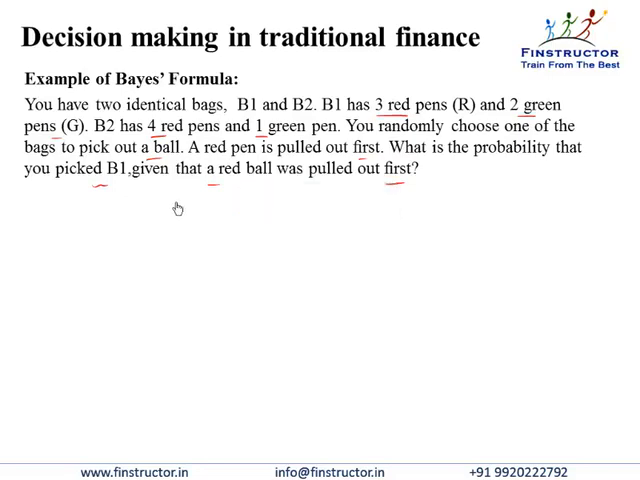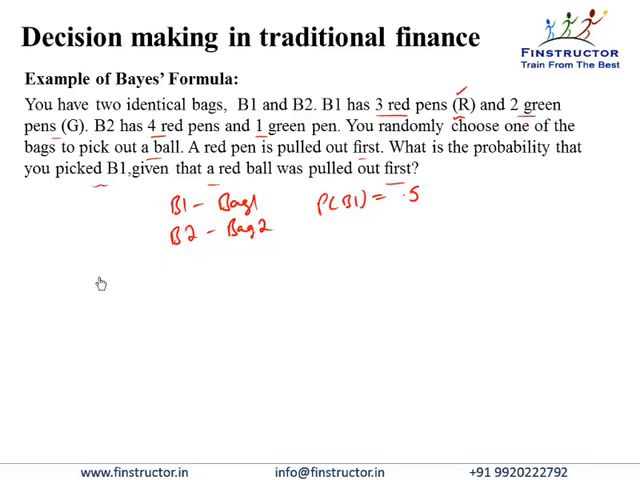So let's say B1 is the event of picking bag 1, and the event B2 represents picking bag 2. Without any other information or update, if somebody just asked you that there are 2 bags, what is the probability that you have picked bag 1? What would your answer be? 50% or 0.5. We'll depict picking a red pen by the event R, and G means picking a green pen.